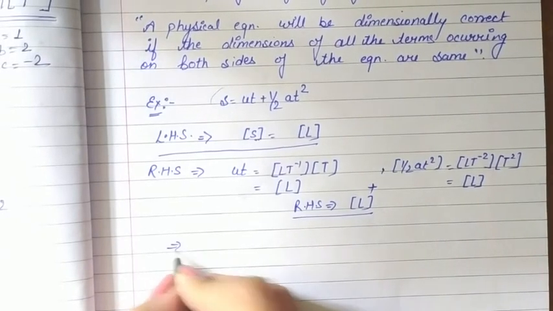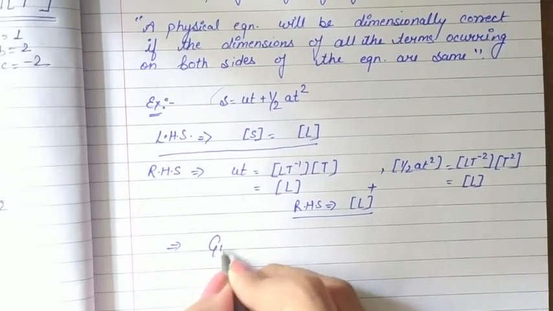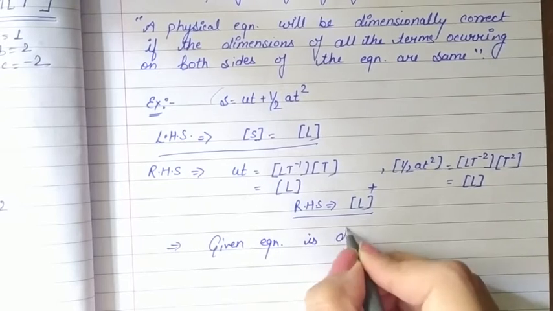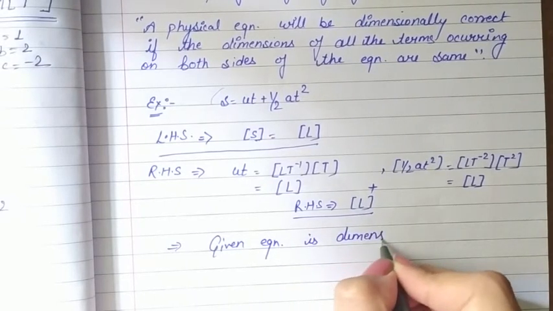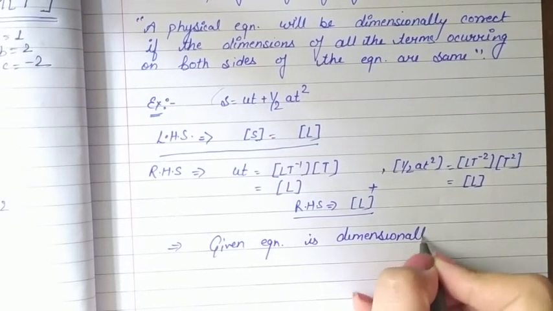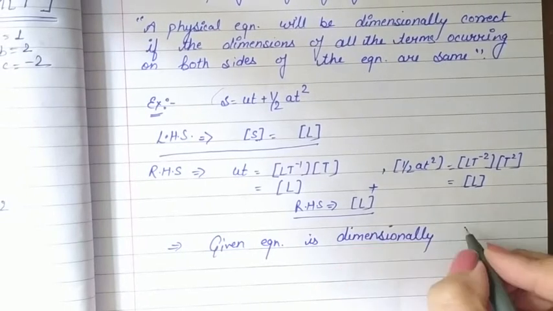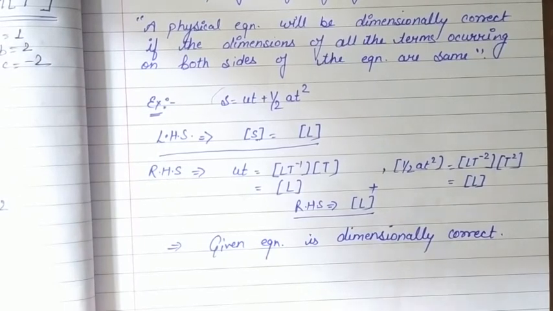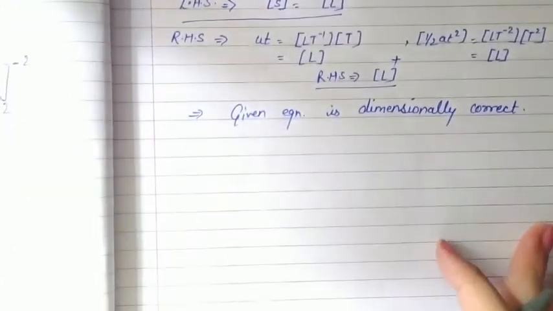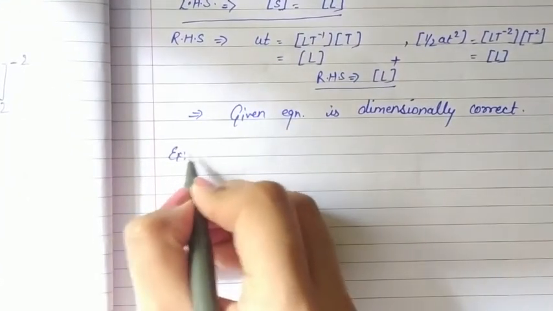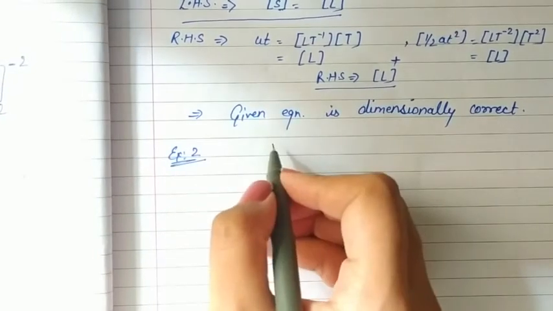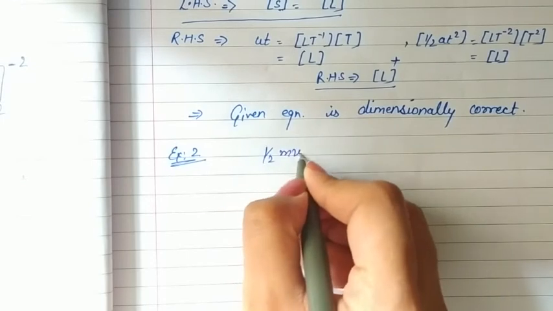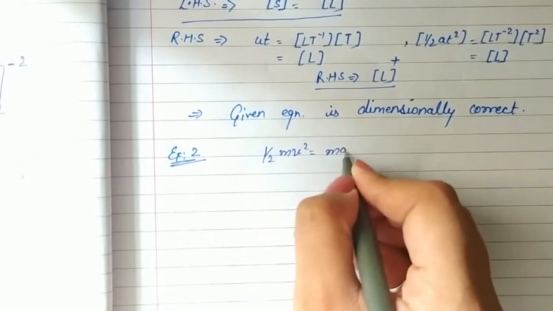This implies that the given equation is dimensionally correct, or we also call it dimensionally consistent. One more example. Let's see another one. Suppose I have the equation half mv square is equal to mgh, right?